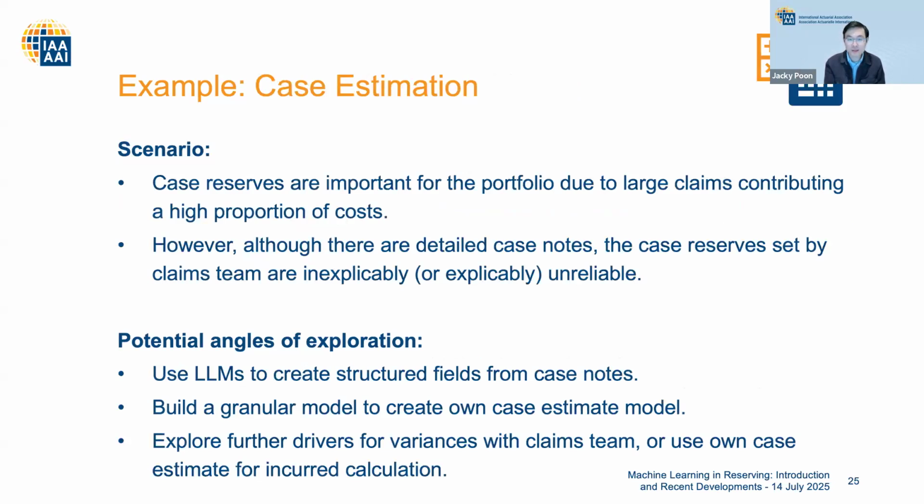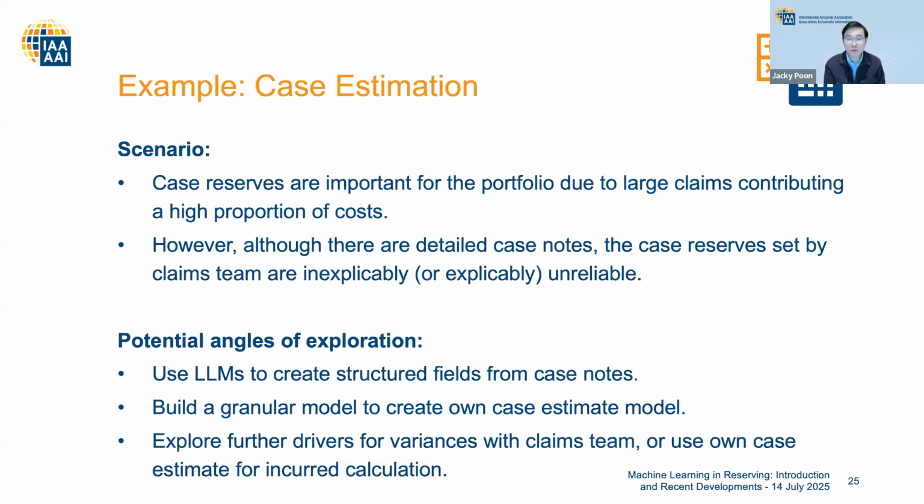Another example would be case estimation. In the traditional way of working, we would rely on claims assessors to assess the probable ultimate cost and assign that to a case reserve. And the claims team would typically have some kind of claims manual that provides a set of guidelines on setting that probable ultimate cost. So in theory, it should be consistent over time. However, sometimes the ideal does not actually flow through into what occurs.